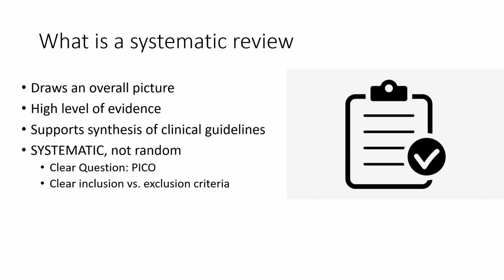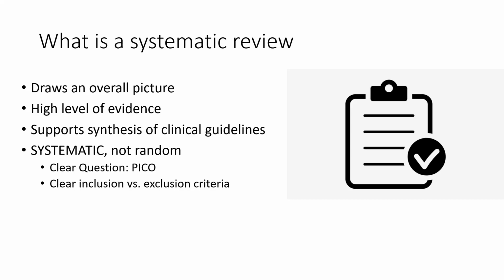And then they're systematic, they're not random. I think that's very important to understand in the sense that systematic reviews provide a clear question to study. They also have clear inclusion and exclusion criteria. This is very important because there are a lot of reviews out there that are reviews, but are not systematic reviews. They're kind of descriptive studies.